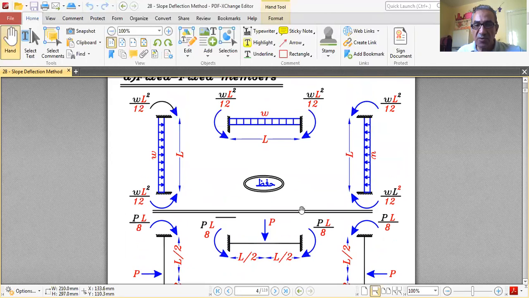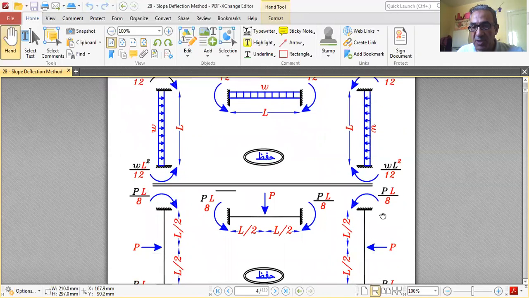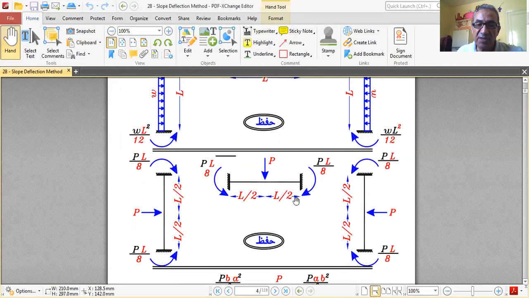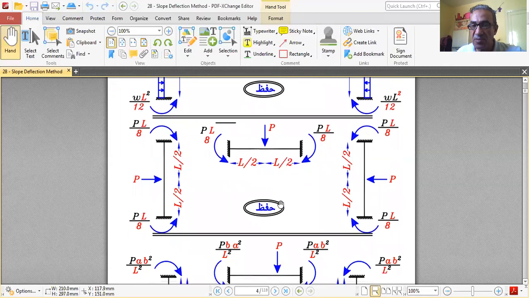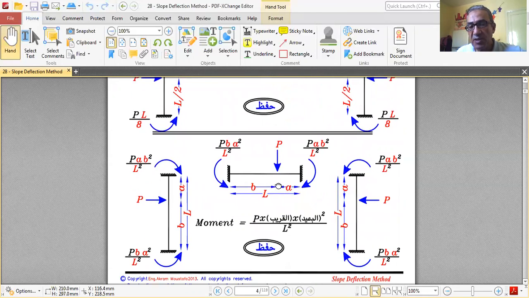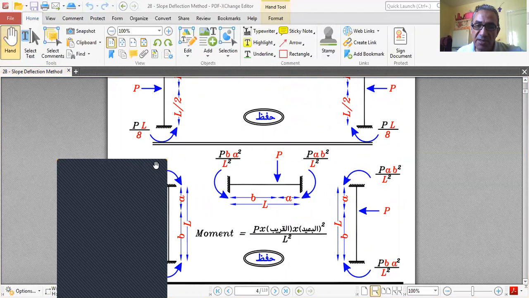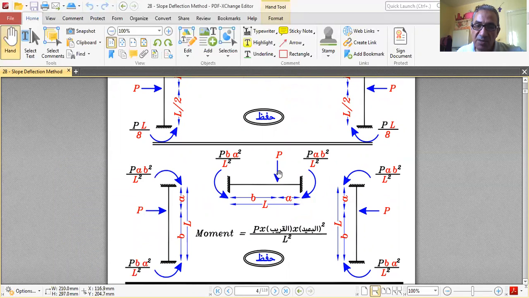Okay, so either WL square over 12 for fixed ends and uniformly distributed load, or PL over 8 for fixed ends and P concentrated load in the middle of the column or beam. What about P for fixed, but P is shifted, not in the middle? P is at a distance A from one of the supports and a distance B from the other support, and the length is L. The fixed end moment is P A B.